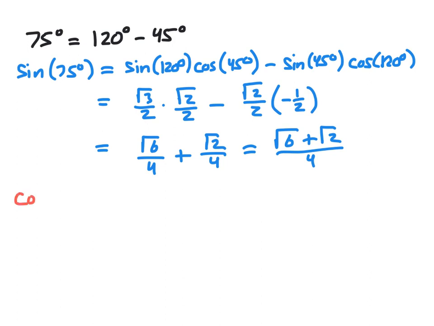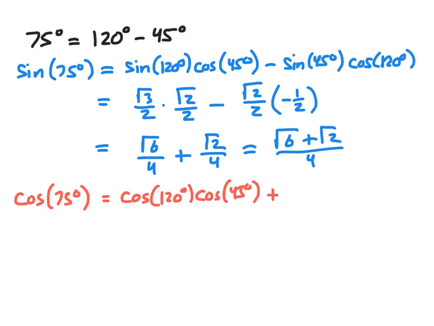A similar thing, of course, works for the cosine of 75 degrees. The cosine difference formula will be the cosine of the two angles multiplied together, so cosine of 120 times the cosine of 45. The difference formula for cosine has an addition, and the second term here is the sines of our angles multiplied together, so sine of 120 degrees and sine of 45 degrees.